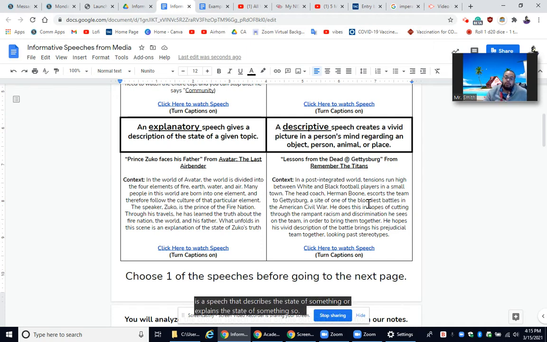We have the explanatory speech, which I know trips up some students, but essentially that is a speech that describes the state of something or explains the state of something. So think of the State of the Union, or if someone was asking you, how are you doing today? And you wanted to write a whole speech full of information about how you were doing, that would be an explanatory speech. And then the last one is a descriptive speech. For all my English lovers, that is creating a vivid picture in the person's mind regarding an object, person, animal, or place. So you have 4 different types of speeches, and you have 4 different speeches you can choose from.